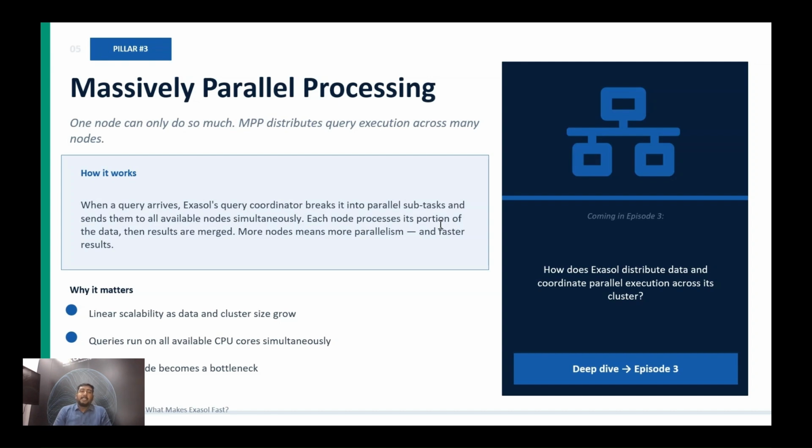What is shared nothing? Shared nothing architecture means each node owns its own data, CPU, and RAM. When a query arrives, it's distributed to every node simultaneously. Every node runs it against its own local data in parallel. The results get merged. There is no master node. All nodes are equal. Adding more nodes linearly adds processing capacity, supporting thousands of concurrent users without degradation. Again, we'll deep dive into this in episode 3.